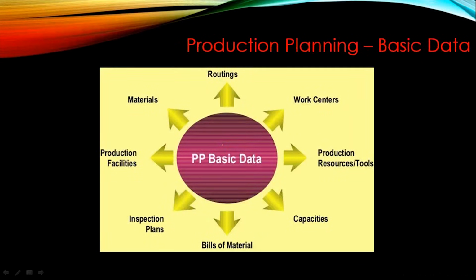Production planning basic data. Production planning has different components, and different types of data are used in SAP PP. For example, you can have the routing concept, work center, production resources and tools, capacity, bill of materials, inspection plan, production facility, materials, and many others. We'll talk about all these parts of SAP PP as we go further in the next topics. This is just an introduction to SAP and PP, and we'll talk more about it in the next videos in detail.